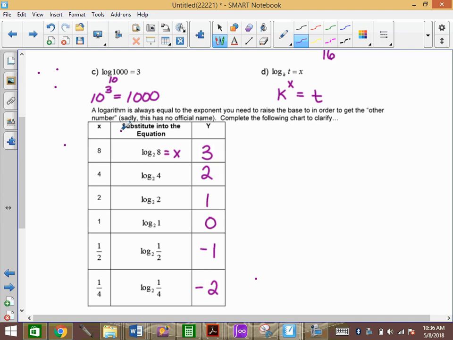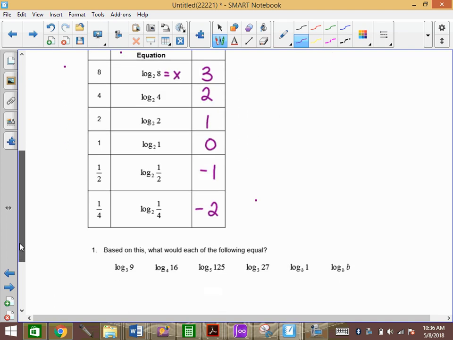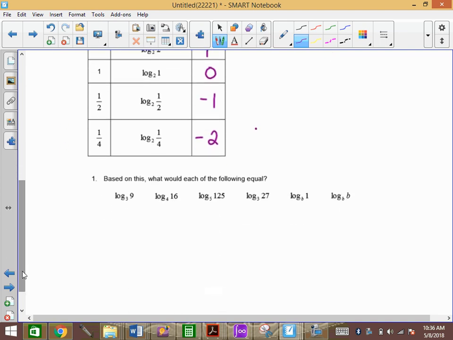Okay? But these ones you can. So 2 to what exponent is 8? 3. 2 to what exponent is 4? 2. 2 to what exponent is 2? 1. 2 to what exponent is 1? 0. 2 to what exponent is a half? -1, because it would take that 2 to the -1 and flip it. And then 2 to the what is a quarter? -2. So we didn't need our calculator to actually do these. Our brains can. Okay? Try it out. Give me answers.